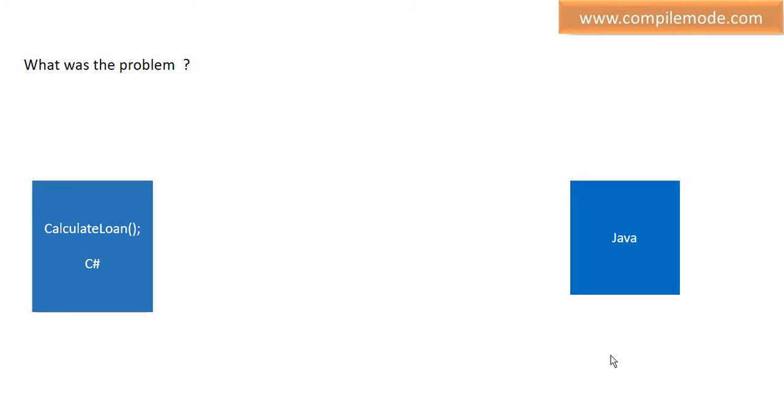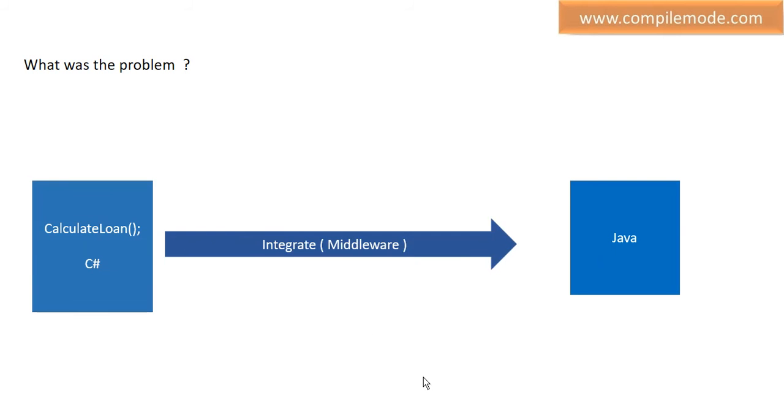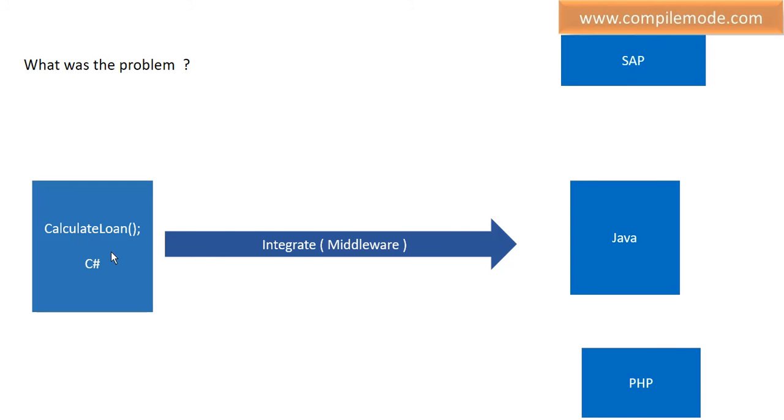It is very difficult, because this C sharp method, the CalculateLoan method, is reusable, and I want to distribute it to multiple clients, like Java-based applications, PHP applications, or Python, anything. So the problem is that we need some bridge between the two applications to communicate easily. We require middleware between the two, so the C sharp method can be used in Java, PHP, SAP and other languages.